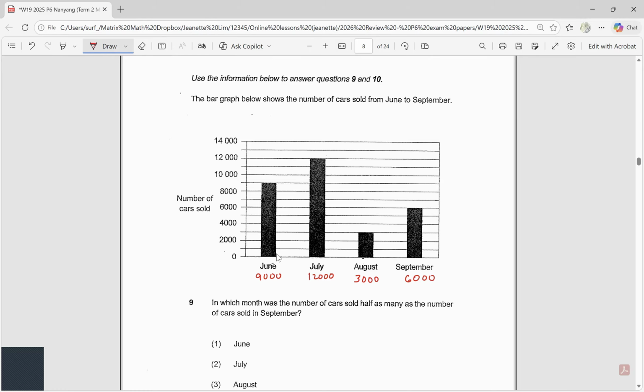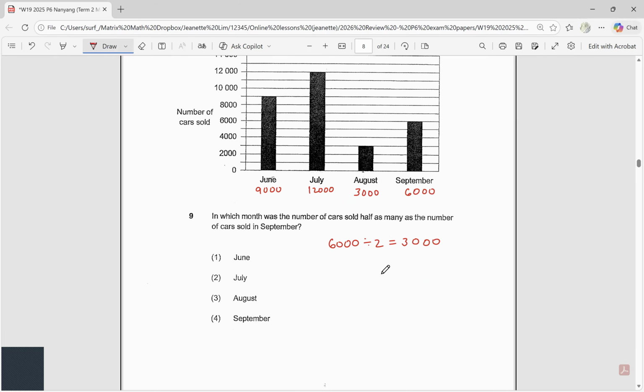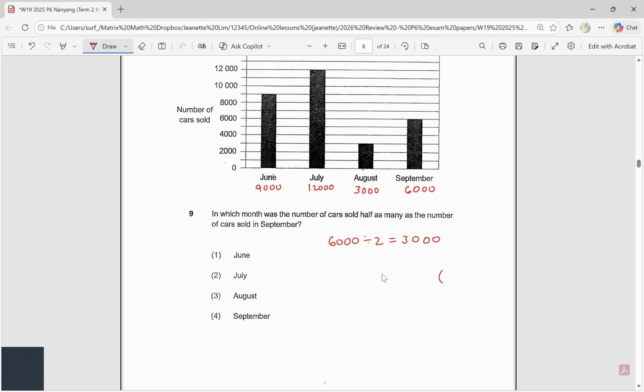Half of September. September is 6,000. So half of that, we divide by 2. So the month that has 3,000 would be August. Okay, so option 3.